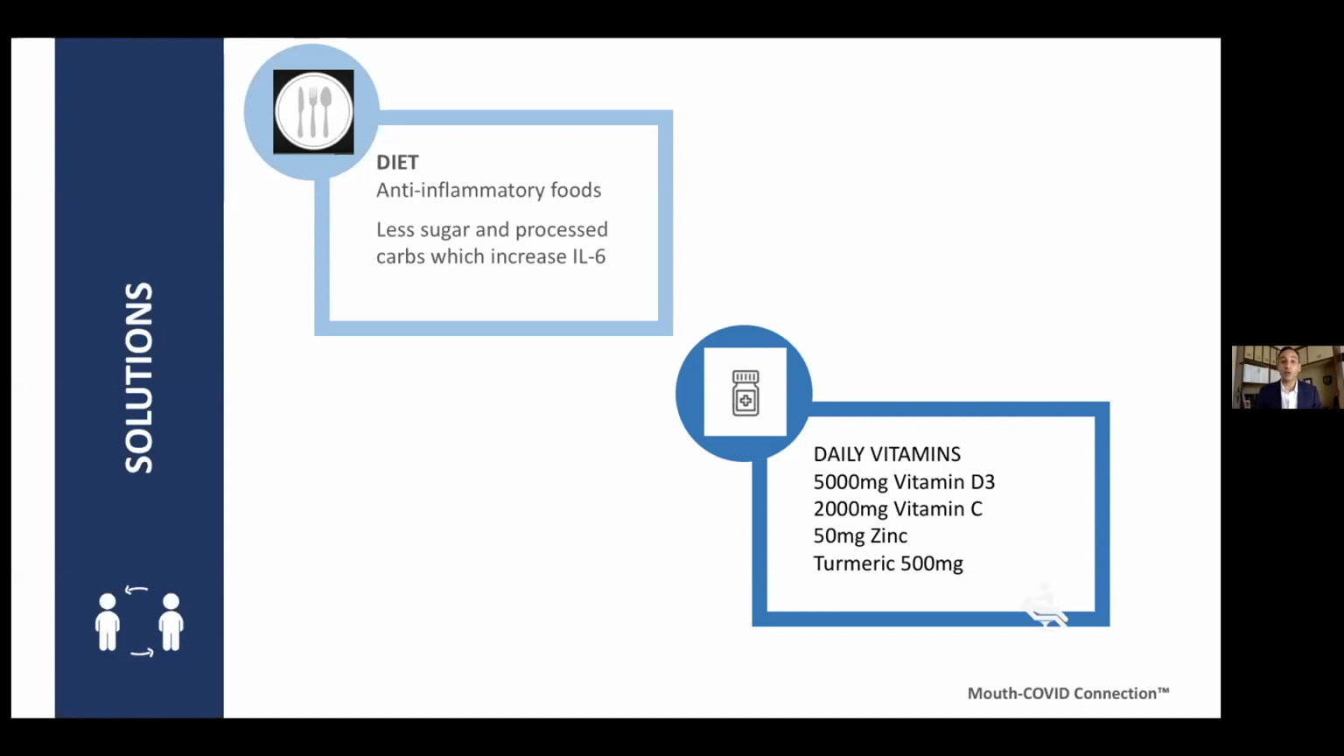I'll say, you know, right now it's very important to be also taking vitamin D3, and you want to be taking a lot of it. I recommend 5,000 milligrams. I recommend 2,000 milligrams of vitamin C a day. I recommend 50 milligrams of zinc per day. I recommend turmeric. It's a very potent anti-inflammatory. So that is where my approach comes.